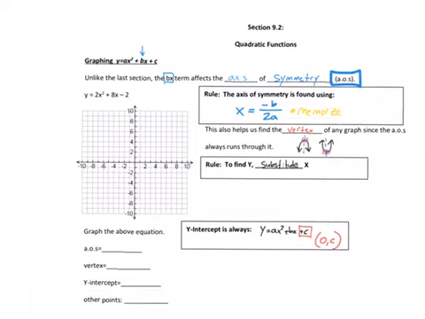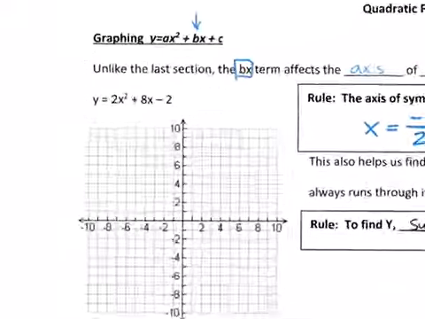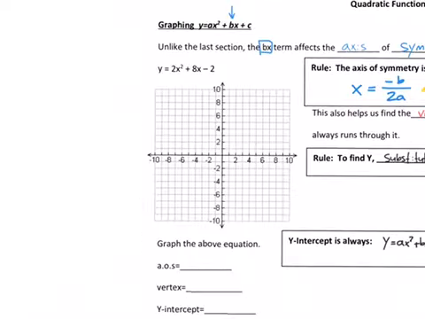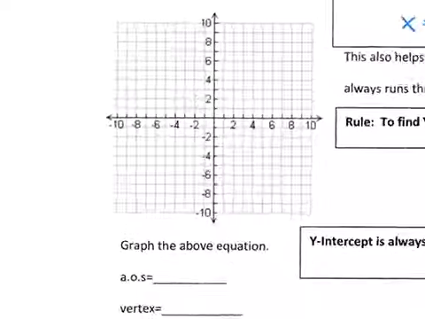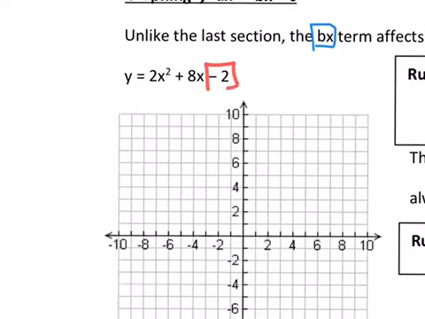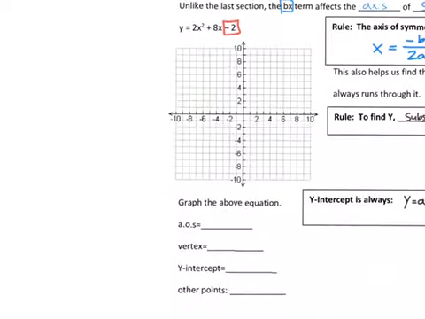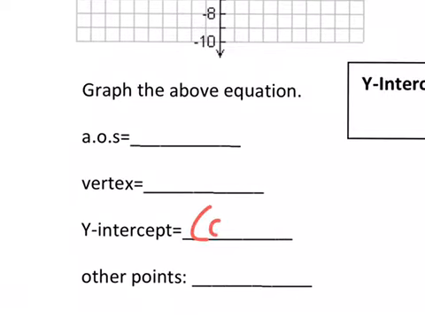Alright. So let's go ahead and jump on in and see how to graph this quadratic, even though it looks significantly more complicated than some of the ones we've seen last week. One thing we can determine right away is we can look at this y-intercept of negative 2 and know that our y-intercept is 0, negative 2.